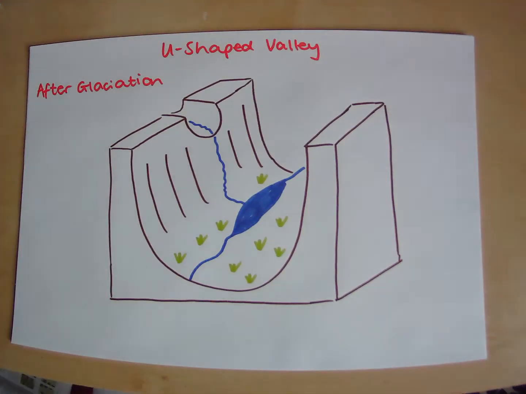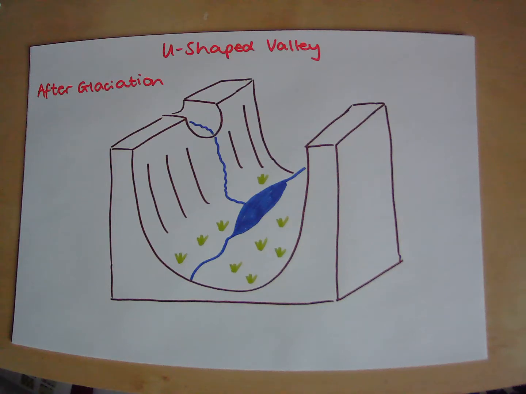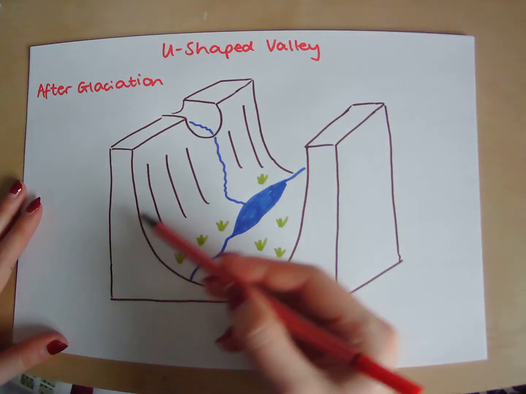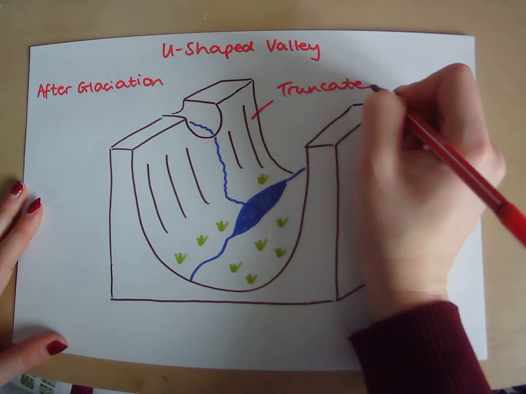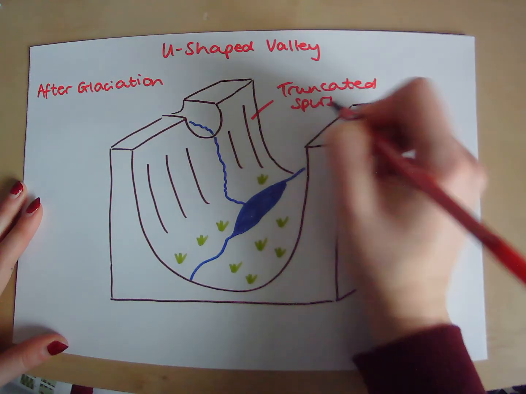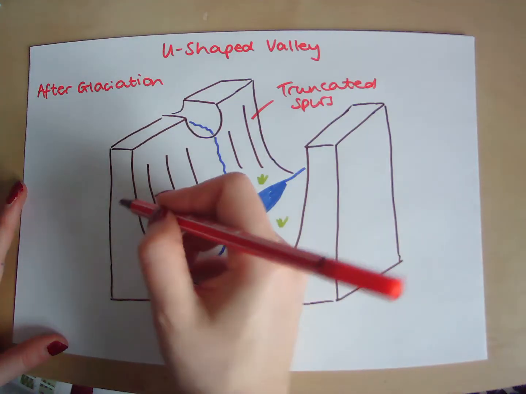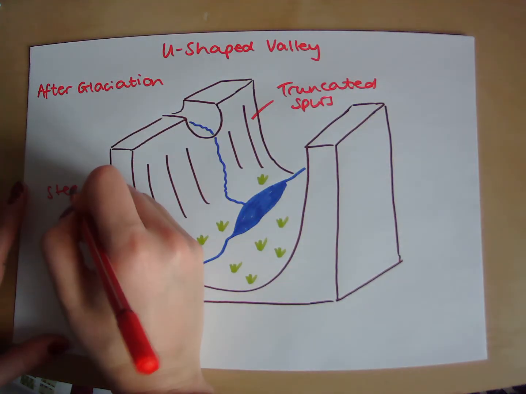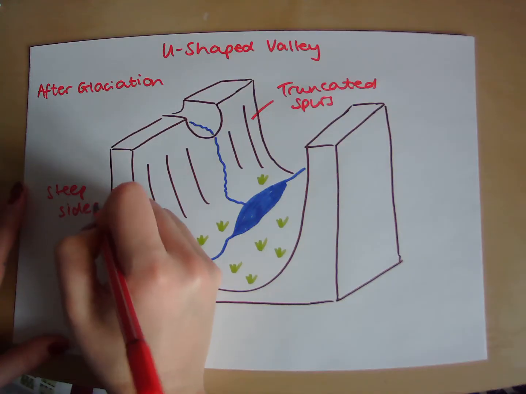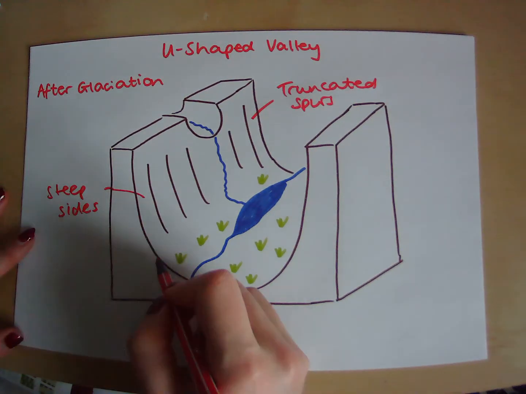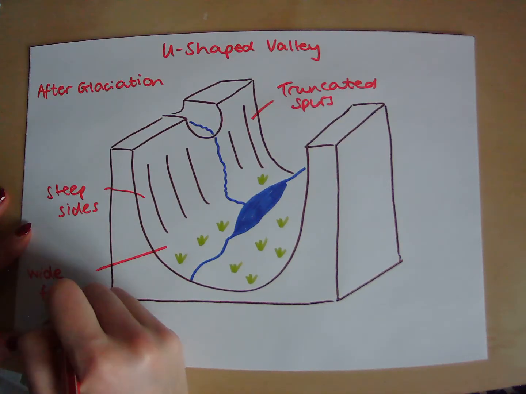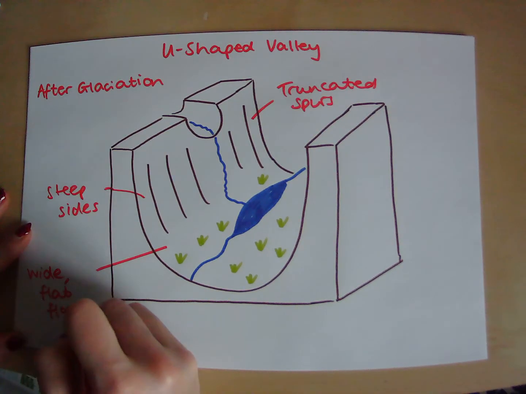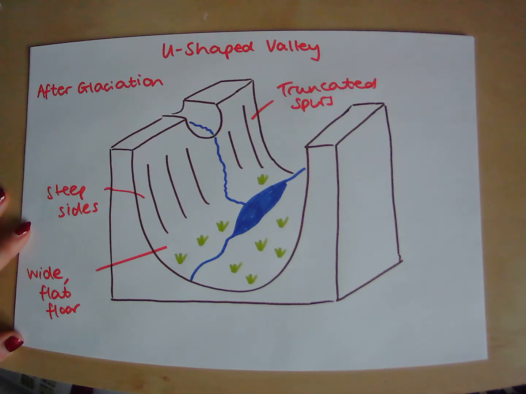Once the ice is melted, we're left with quite a different shape to our valley. Here the spurs have now been truncated. Truncated spurs are basically the really, really steep sides of our valley. The valley has a very wide, flat floor, much wider than before. Before, the base of our V-shaped valley was very narrow, now it's quite wide.